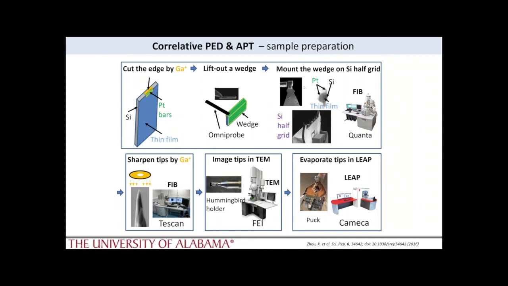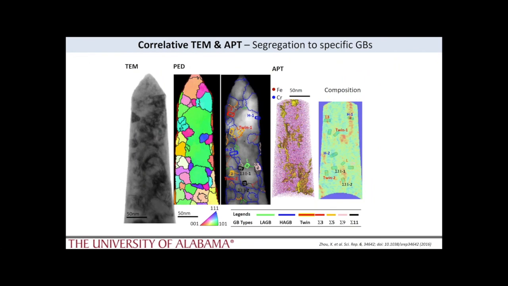We lifted out, thinned it, then put it into the FIB to make an atom probe tip, used a special holder for the TEM by Hummingbird in this case, did the PED scan, and then ran it in the LEAP to get the chemical information. And then we overlay all this information on top of each other. So here's our bright field image. Again, the PED provides real clarity of where all the grains are, actually even determining what the grain boundary types are that are a little bit more difficult to distinguish in the bright field image.